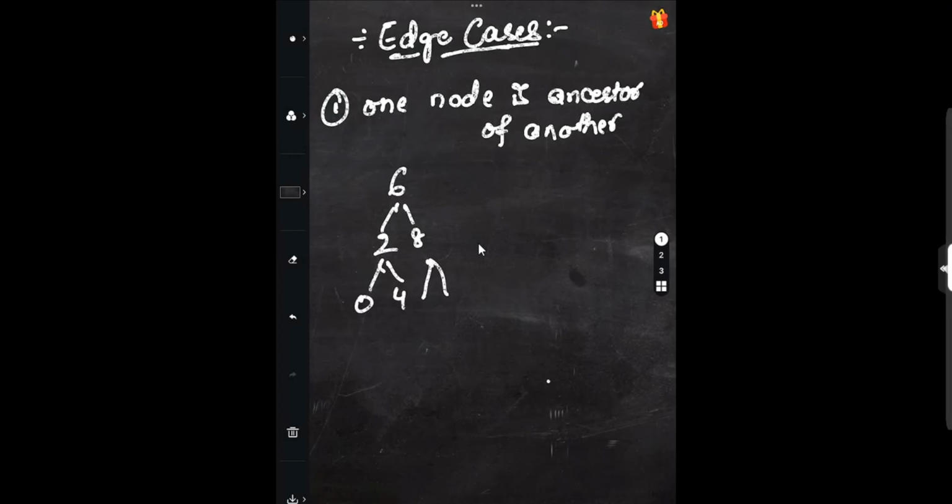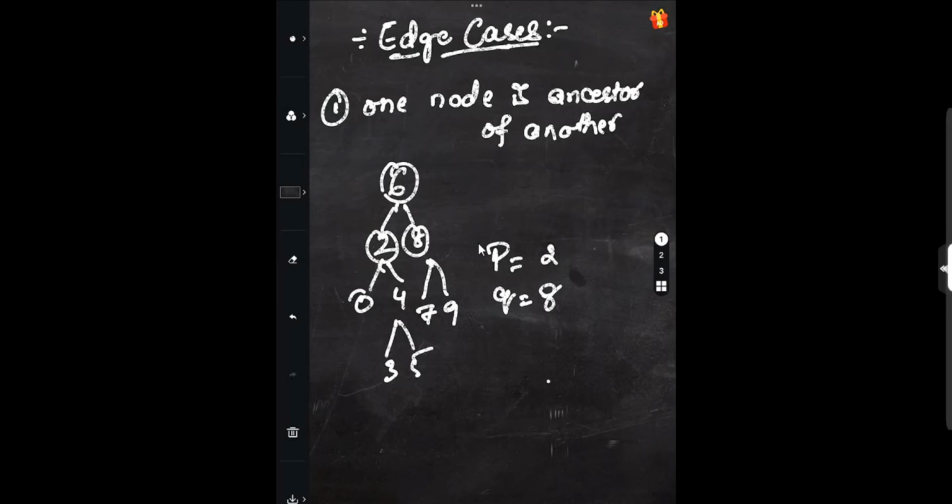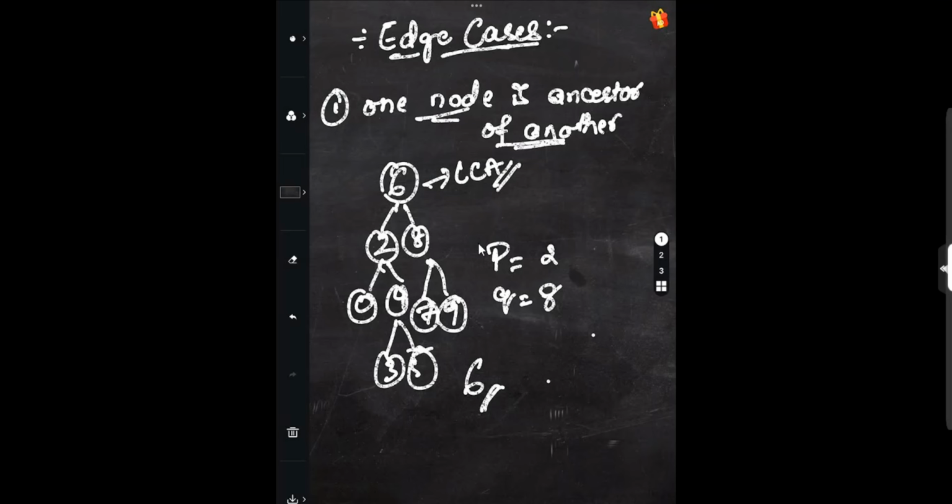0, 4, 7, 9, and finally 3 and 5. Suppose P is 2 and Q is 8. So P is the one we are considering, right? This is fine here in this case. So the output will be 6, as this is the LCA. We have already discussed this while discussing the approach, right? So the output will be 6. This is for the condition where one node is an ancestor of another.